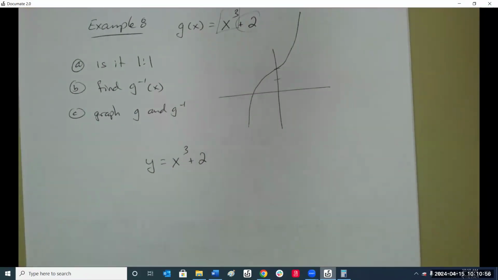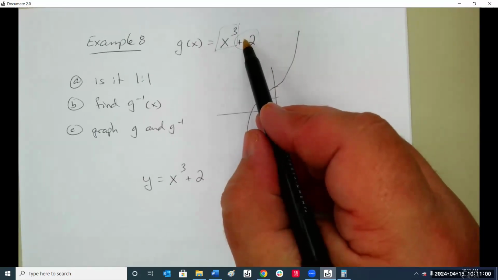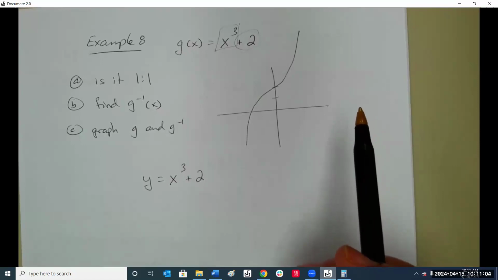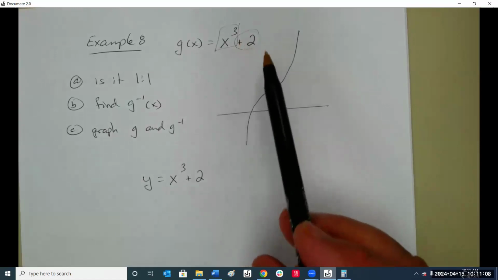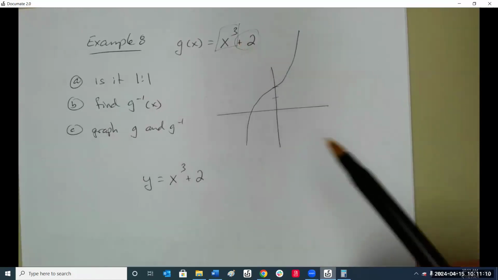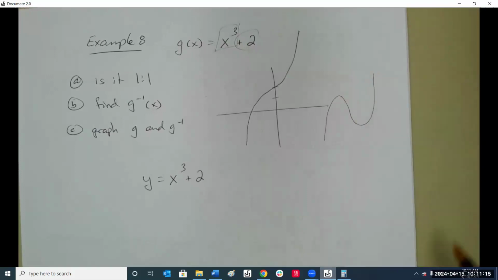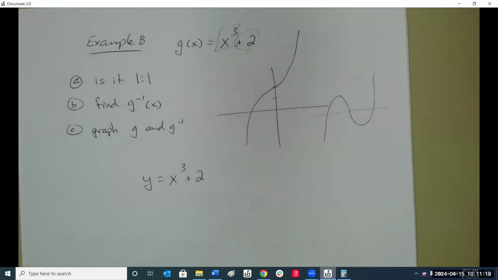So here's another rule of thumb. If the degree is even, it's not 1-to-1 because it fails the horizontal line test. If it's odd, then it may or may not pass the horizontal line test, because remember, a cubic function can also look like this, which will fail the horizontal line test. But that all depends on what the function looks like.